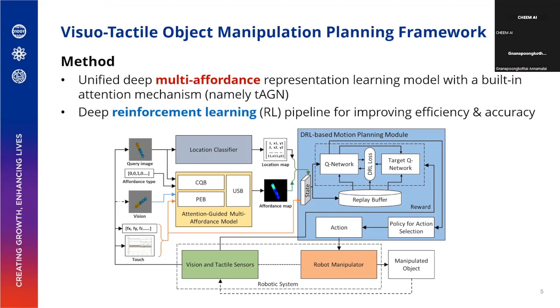The reason we did this is that if you only use the affordance model, you will need multiple explorations on the object randomly. It may take time, right? It takes several tries on the objects. That's why we use the RL method to speed up and reduce the number of explorations. So this is what the overall framework looks like.